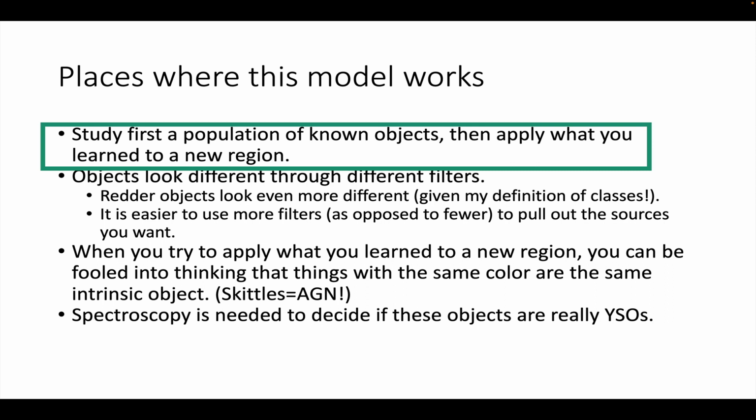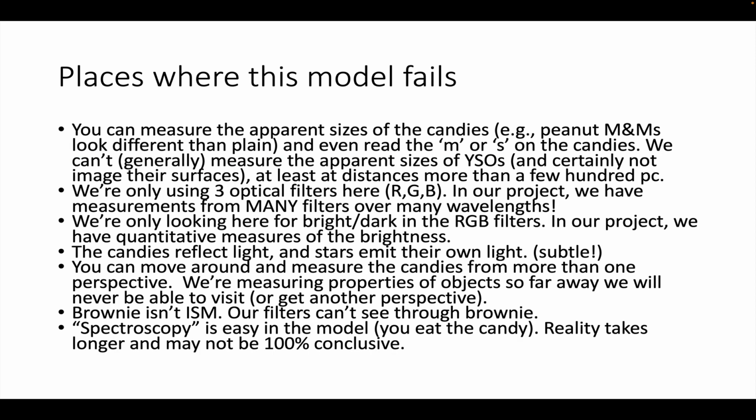When you try to apply what you learned to a brand new region, you can be fooled into thinking that things with the same color are the same intrinsic object because of the whole Skittles AGN analogy. And you really do need spectroscopy to decide if the objects are really young stars. The places where this doesn't work so well is that when you're doing this lab, you can measure the apparent sizes of the candies. And peanut M&Ms look different than plain in most cases. And in some cases, the really sharp-eyed kids will be able to read either the little printed M or the printed S on the candies.